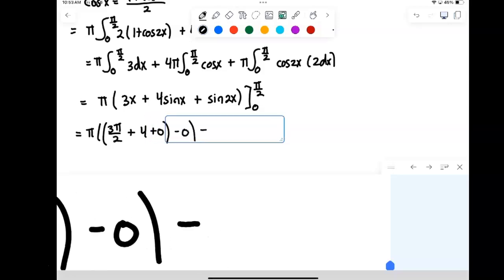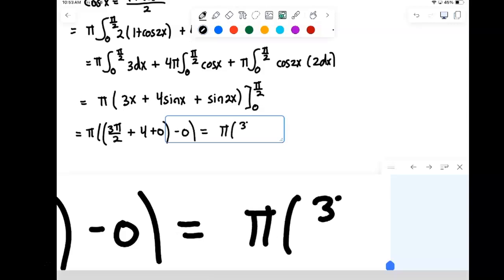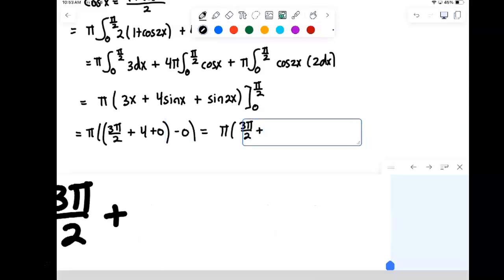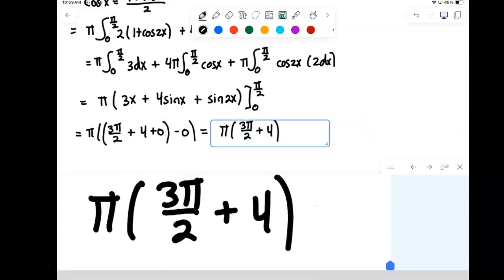So I'm actually going to get this weird looking answer: pi times 3 pi over 2 plus 4, cubic units. So kind of a really weird, ugly result there at the end, but that's the kind of stuff that we do sometimes get.